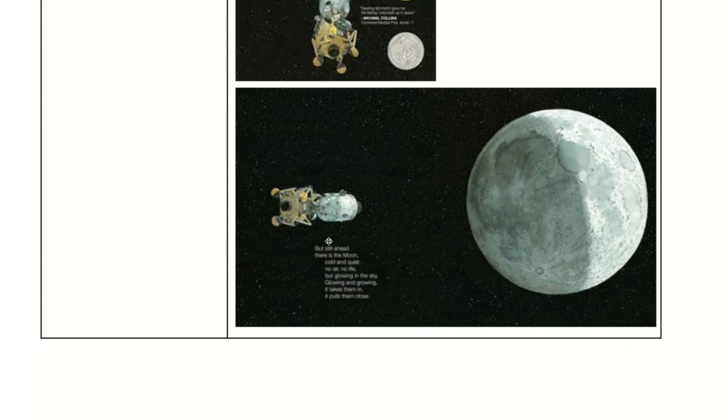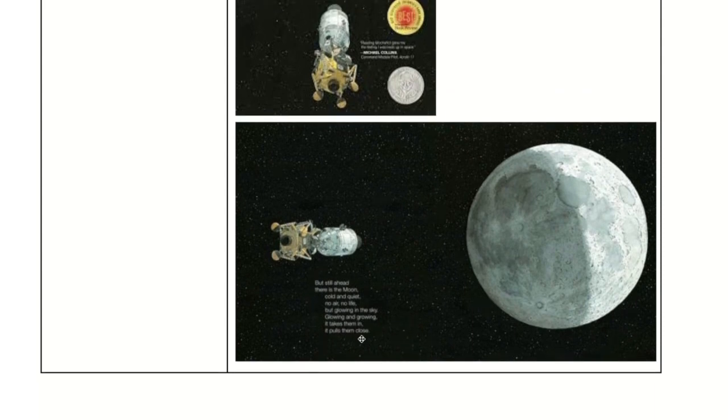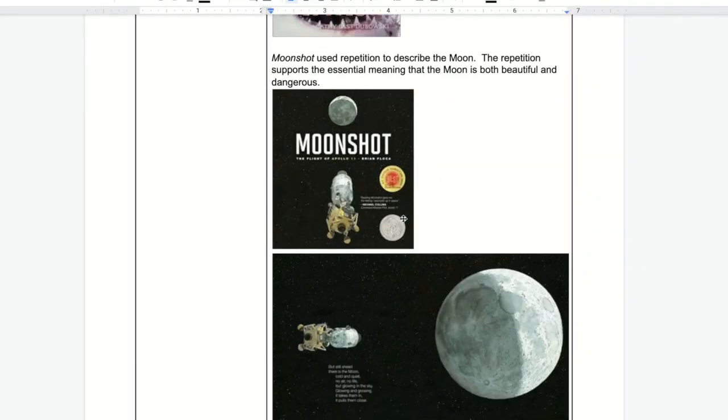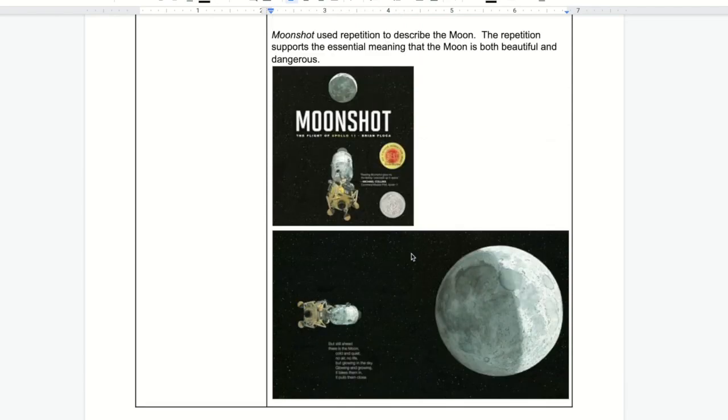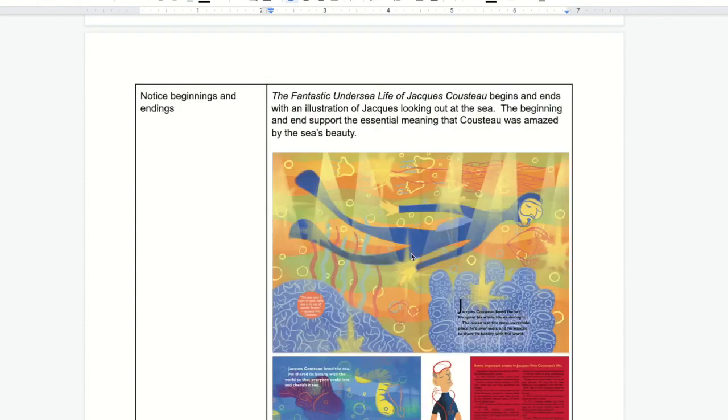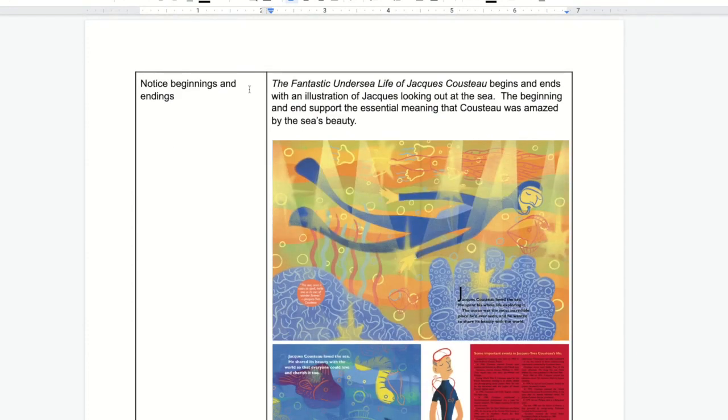And we talked about in Moonshot the words cold and quiet, no air, no life, but glowing in the sky. Those words were repeated by Brian Floca multiple times throughout this text. So that helped us realize that the moon is both beautiful and dangerous. Now, moving on to the beginnings and endings of text.